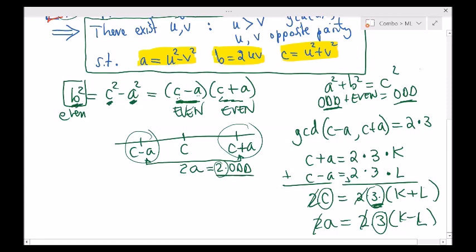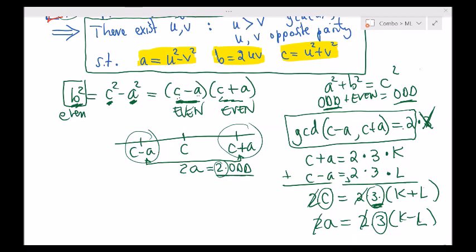So as a result, no, K plus L or K minus L doesn't have to be even. Why? Because maybe one of them is divisible by 4, like let's say, wait, maybe not. But this is definitely a violation, right? So that cannot happen. So as a result, we found something fantastic. There is no other factor. So their greatest common factor of C minus A and C plus A is 2. Oh gosh, so that's pretty good.